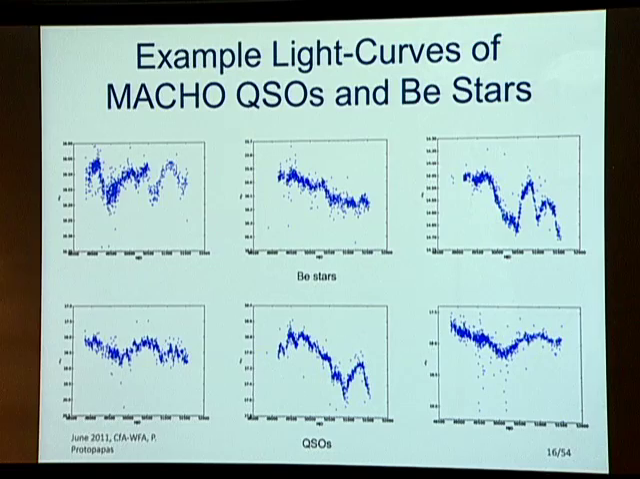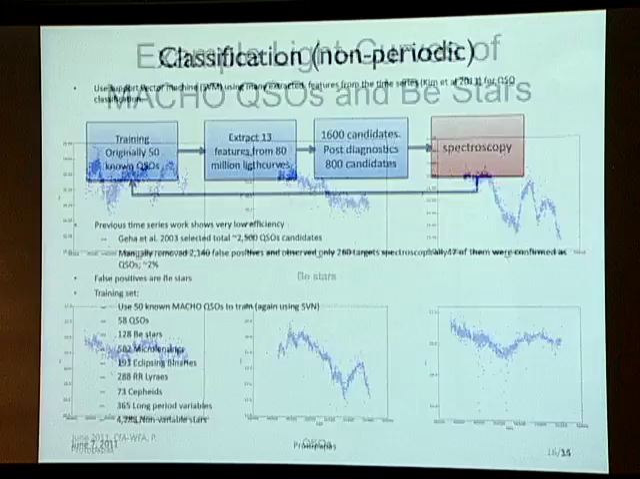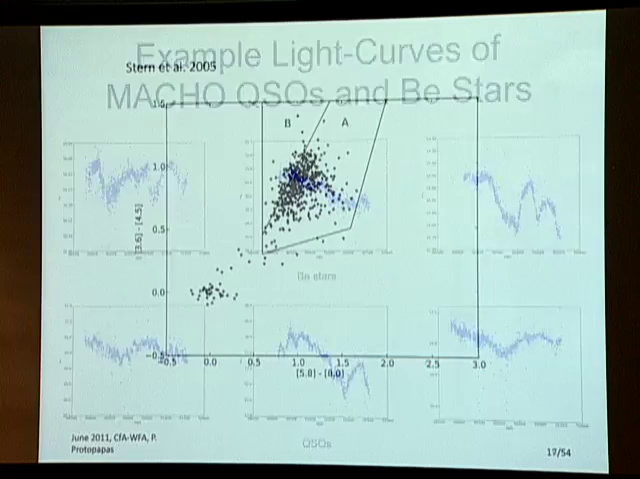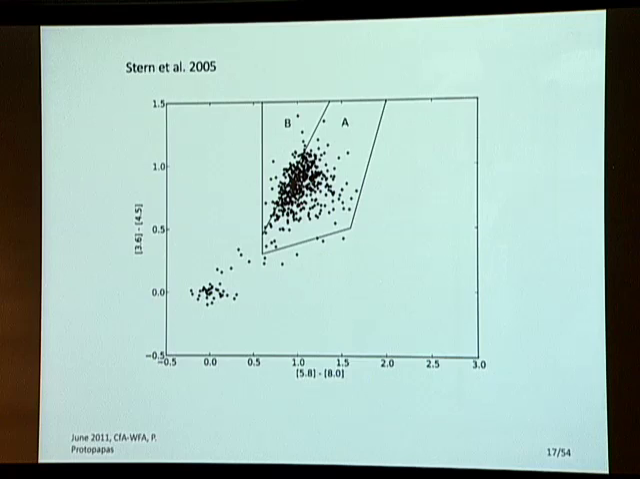Now the problem is you can see the B stars up here, and the QSOs have very similar variability characteristics. And that's been the case, as I mentioned, in previous work. They did cuts and ended up with 2,500, and only 2% of them were really QSOs. The major contaminants were the B stars. So as you can see from the shape, they look similar. All right, where are my results?